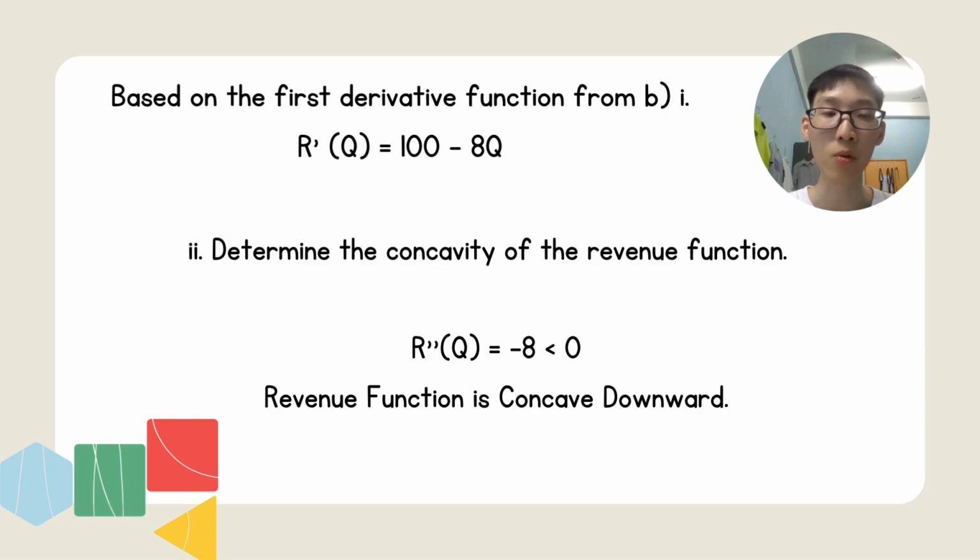Now I'm going to proceed with the first question, 1b Roman 2, which is to determine the concavity of the revenue function. So based on the first derivative function from 1b1, we can find that the R prime function is equal to 100 minus 8Q. To find the concavity of the revenue function, we need to apply the second order condition, or known as the second derivative for the function. After applying that, we can conclude R double prime equal to negative 8, less than 0. Since negative 8 is less than 0, we can conclude that the revenue function is concave downward.